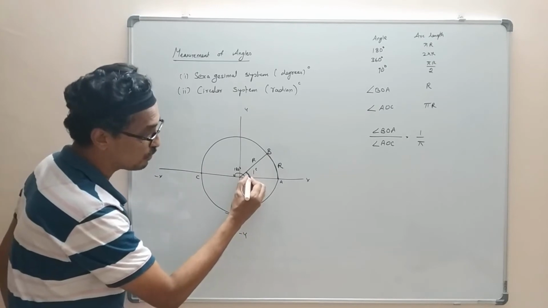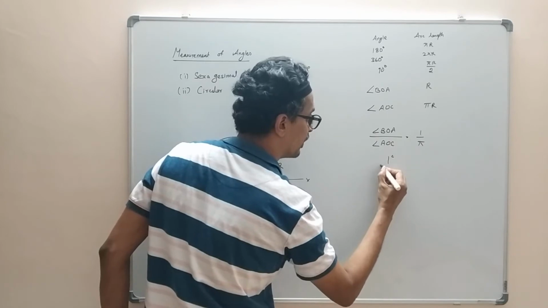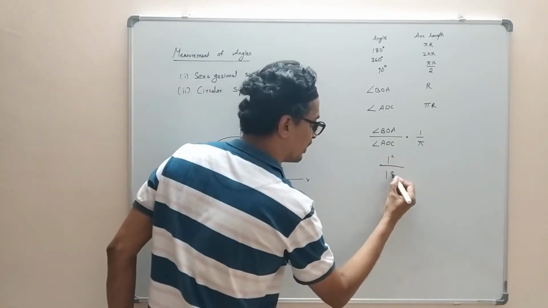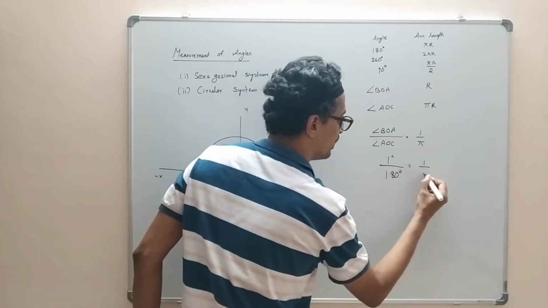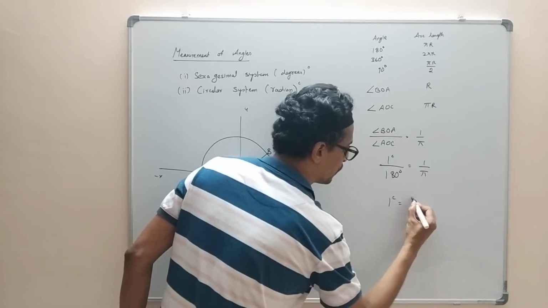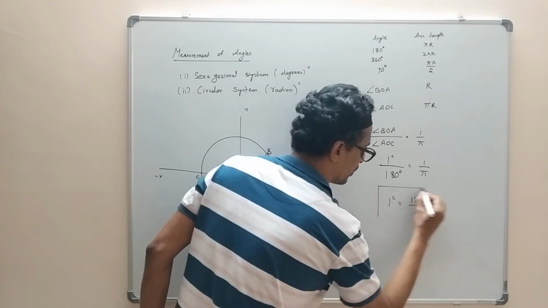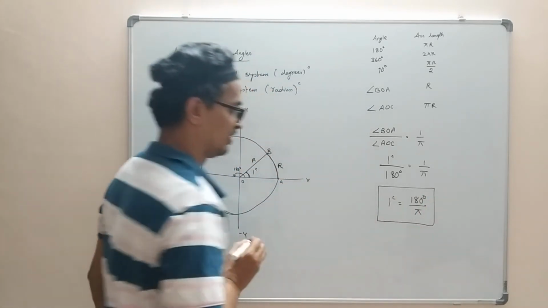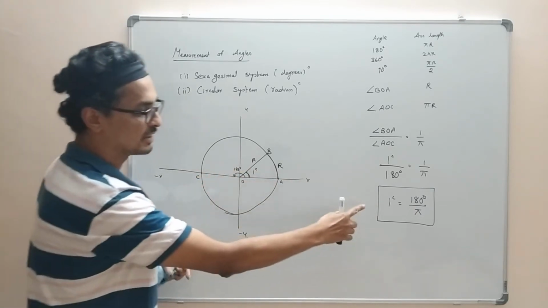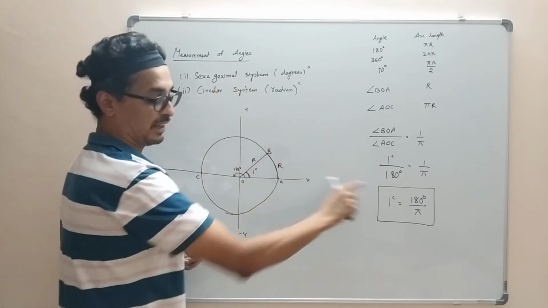Now what is angle BOA? That is what we call 1 radian. So 1 radian divided by angle AOC, which is 180 degrees, is equal to 1 by pi. Or 1 radian is equal to 180 degrees divided by pi. Got it? So this relation shows how these two angle measurement systems are connected.